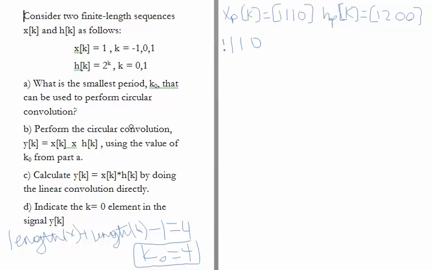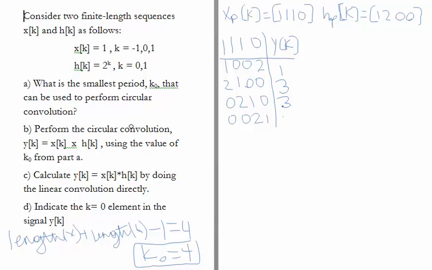Then you just perform the circular convolution. So you write your xp of k down, which is 1, 1, 1, 0. And then you take your hp of k and you write it with a circular flip, and then you circular shift it 4 times. And then you add up all of your values to get your y of k. So that will give you a y of k that is equal to 1, 3, 3, 2.